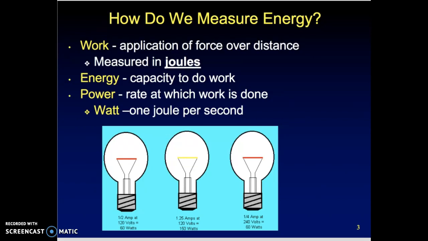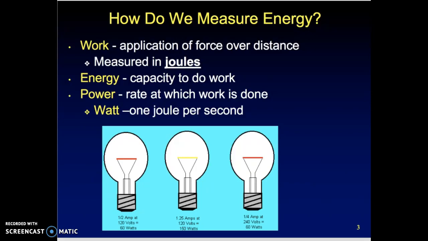So when you're applying this force over distance, how fast, how powerful, how quickly are you doing that application of force over distance? And then we'll also use this term called a watt. A watt is 1 joule of work per second, or 1 joule of energy that is needed per second. So the light bulbs on the bottom, use those for an example. You go, oh, do I have a 60 watt bulb, a 150 watt bulb, an 80 watt, or 200, etc.